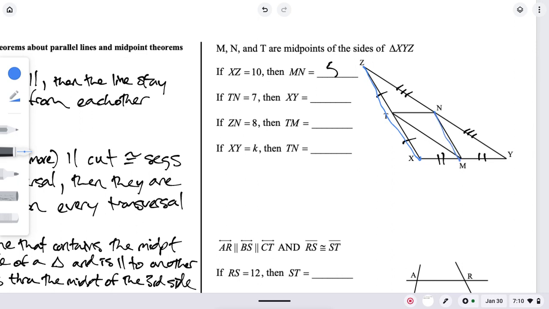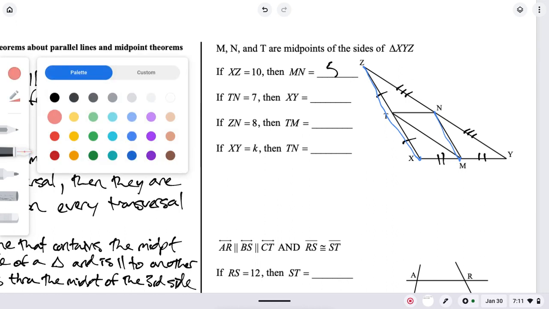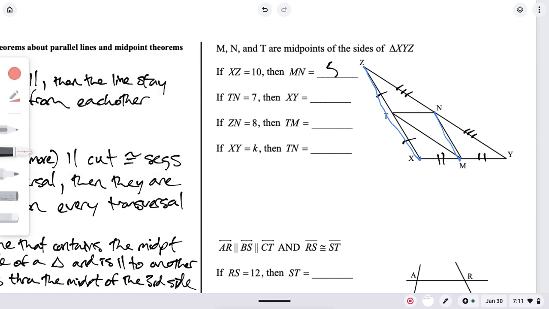And then we're talking about NM, and N and M are the midpoints of those two sides of the triangle. NM should be half the length of XZ. So then the next one, we're looking at TN versus XY. Again, same idea, just double it. So I got a 14. And then we've got ZN and TM.